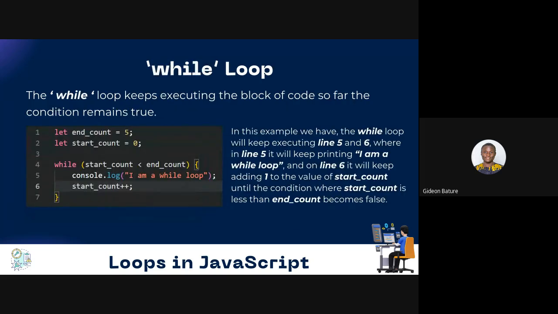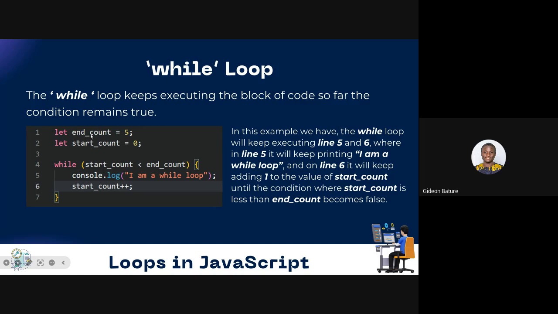All right. Now, for the while loop, it said the while loop keeps executing the block of code so far the condition remains true. So what the while loop does is that it always checks if the condition is true. And unlike the for loop, the while loop only takes the condition. Then depending on what you want, you'll be the one to state the start, that's the initial, and also the end, that's the final. You understand?